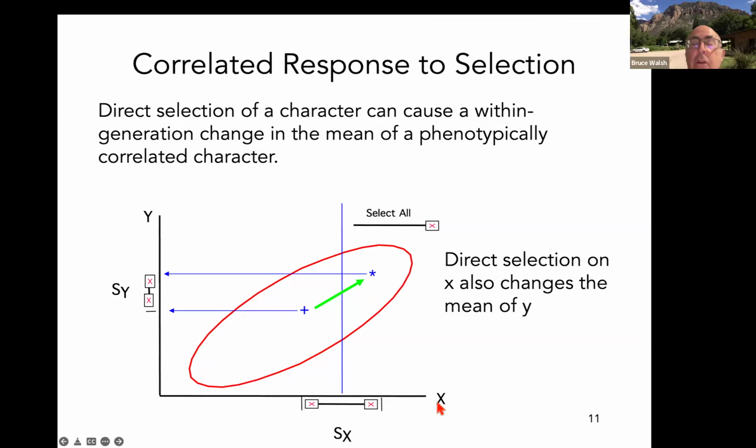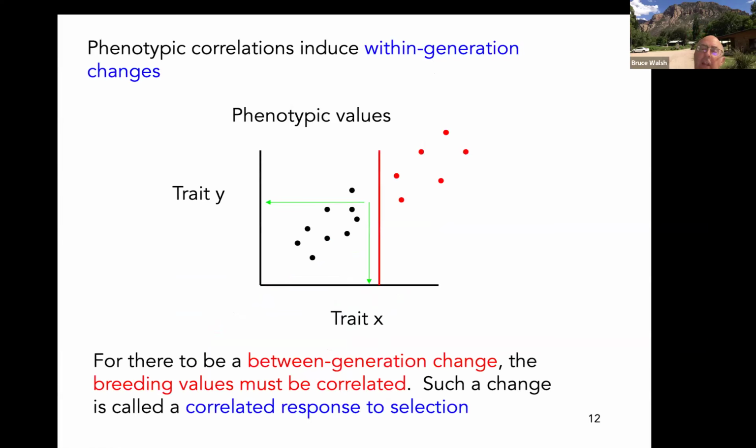So when you select directly on a single character, the Breeder's equation holds. When you look at a correlated response, you have to look at genetic correlations. And we'll talk about that now. And again, a lot of these ideas are a little hard to wrap your head around initially. So don't worry too much about the details. Think about the logic and some of the ideas behind it. Then you can go back and read the notes and it'll make hopefully a bit more sense.